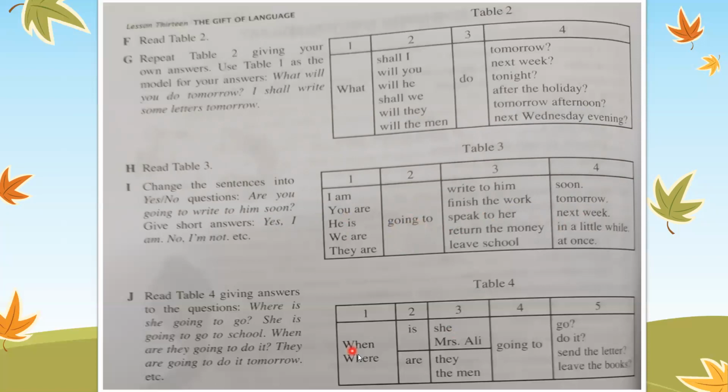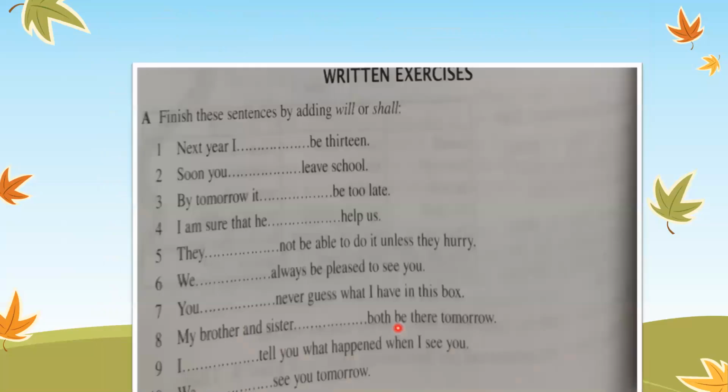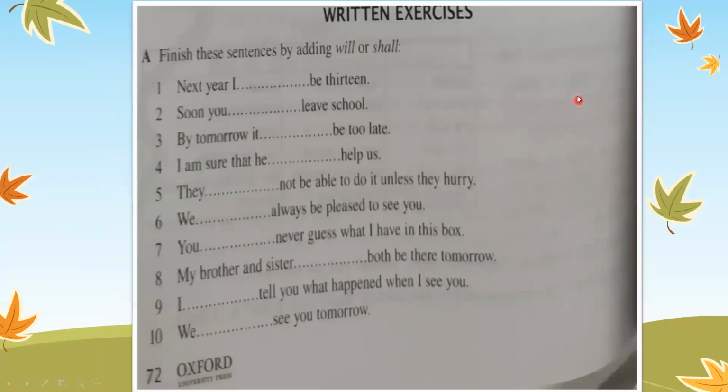In table 4, dear students, we have: when is she going to go, or when is Mrs. Ali going to do it, or where are they going to send the letter, and where are the men going to leave the books. Now this is also a question, which also uses going to, and this is also telling us something about the action. So have a look at page number 72. On page 72, dear students, we have written exercises.